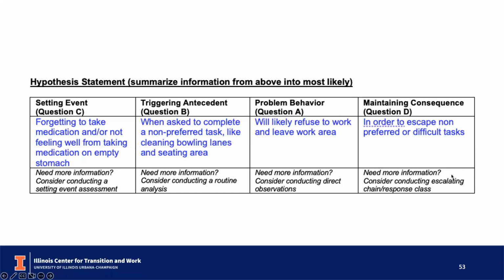And then last, maintaining consequences. All of that information came from question D. In Tony's situation, the maintaining consequence for him is to escape a non-preferred or difficult task. But if I didn't know that information, something I could do is conduct an escalating chain response class, and that would give me more information to be able to identify what was maintaining the consequence for Tony.